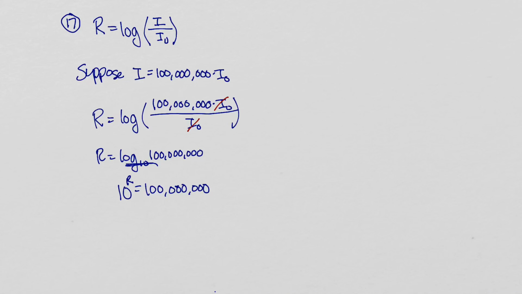Now, this is just a power of 10. So just look at the 1 and count the number of zeros. There's 8 zeros. So this is going to be that 10 to the 8 is equal to 100 million. So in this case, R, the Richter scale reading here, is an 8. This is an 8.0 earthquake.